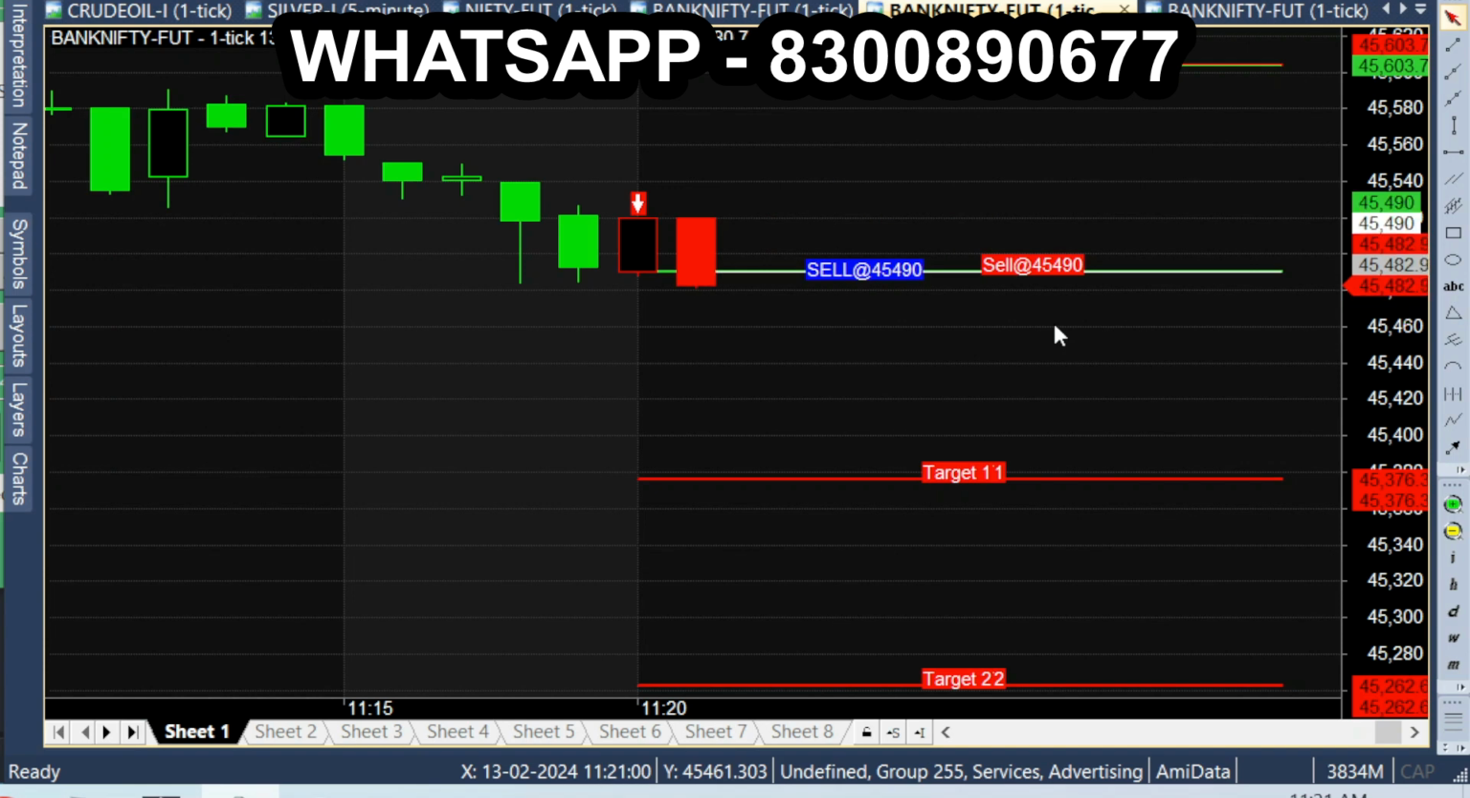The first target range is more than a 100-point target. The red color lines below are the target lines, target 1, target 2. The line above is the stop loss line.